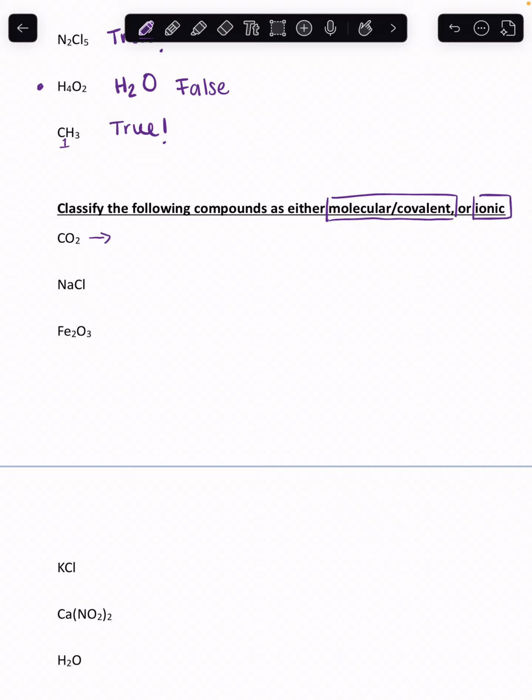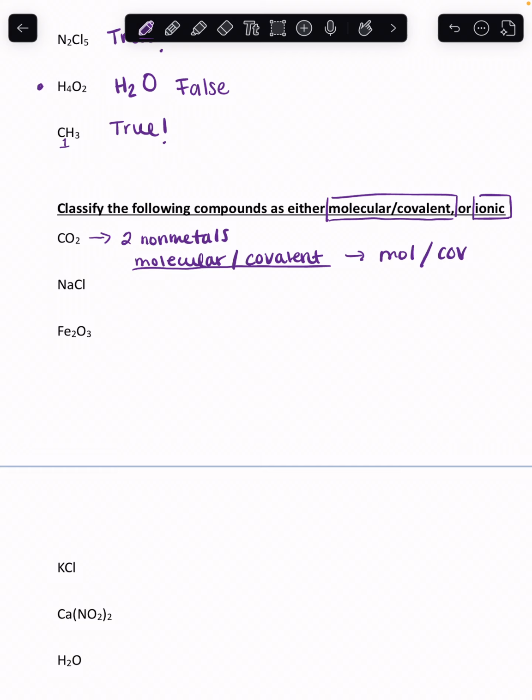So I look at CO2 and I say, okay, carbon and oxygen, those are two nonmetals. Their electronegativities are very similar. And so this is going to create a molecular/covalent compound, right? It does create those bonds, but we'll stick with that. So this would be your answer. Molecular/covalent. I'm going to start abbreviating this as mole/cove, just for your reference.